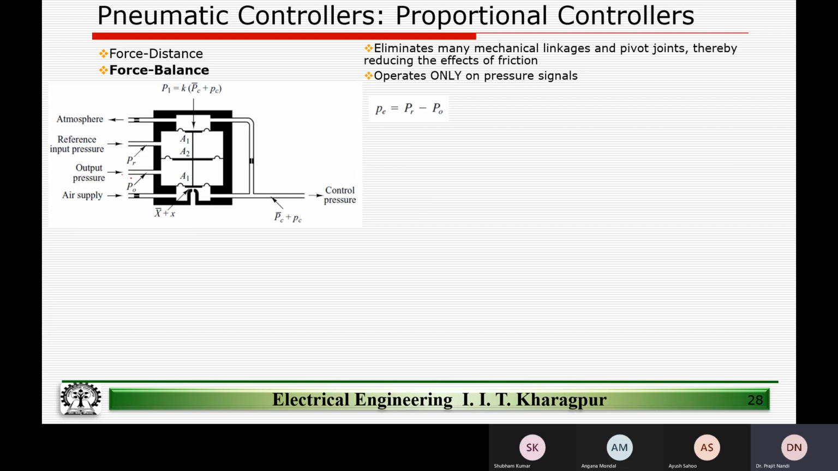We can think of this output pressure as a function of this control pressure. So this is what we want to control. But output pressure is, you can think, there will be some other linkage which will link the control pressure to the output pressure. So the error signal is given by the reference input pressure minus the output pressure. This we can understand, right?